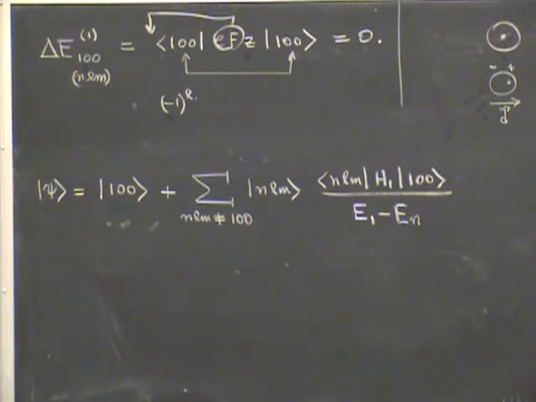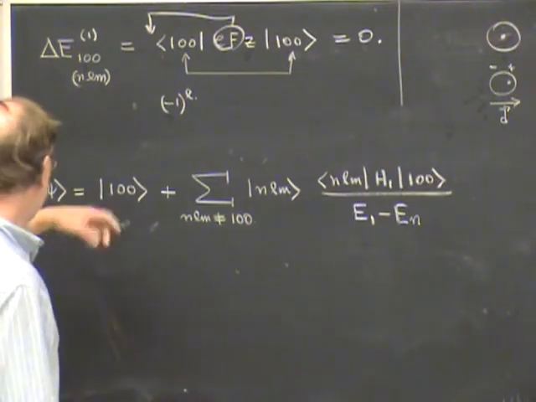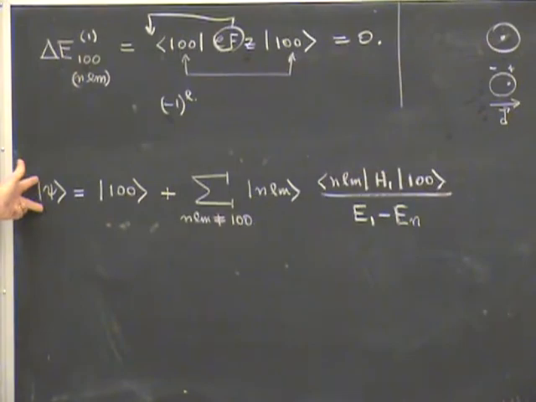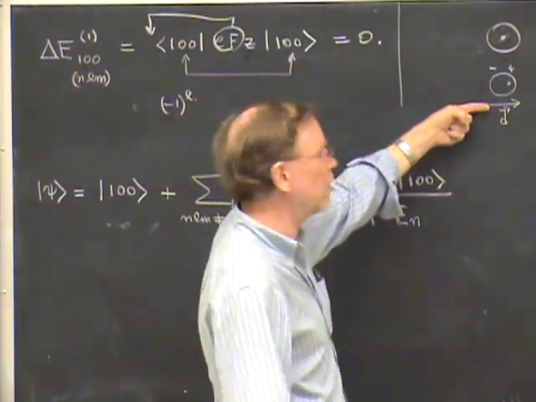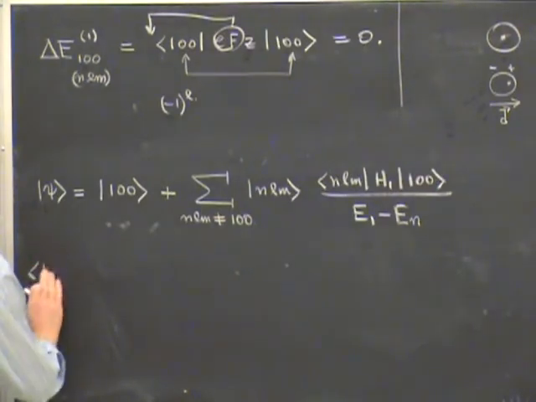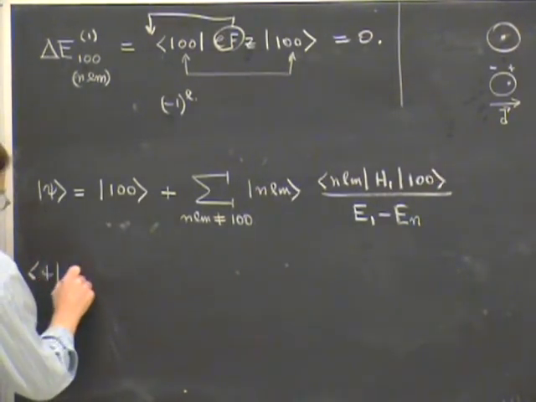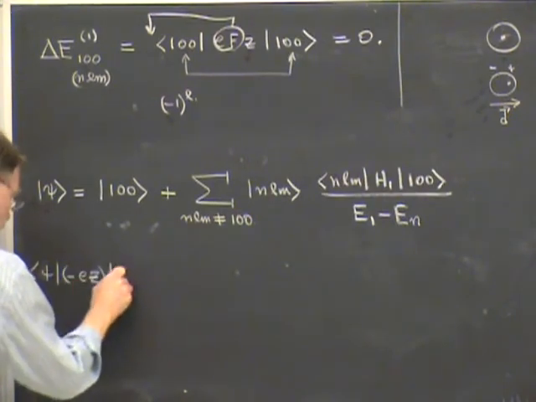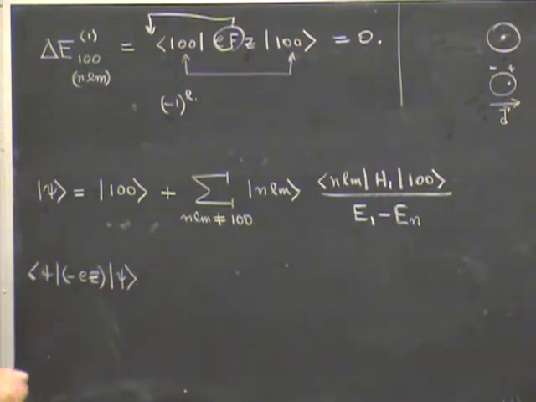Now, the question arises, what about the dipole moment of the state in the presence of the electric field? From this picture here, it looks like there should be one. So let's compute psi sandwiched around the dipole moment operator, which is minus e, I'll just take the z component of it, minus ez. What about this expectation value?